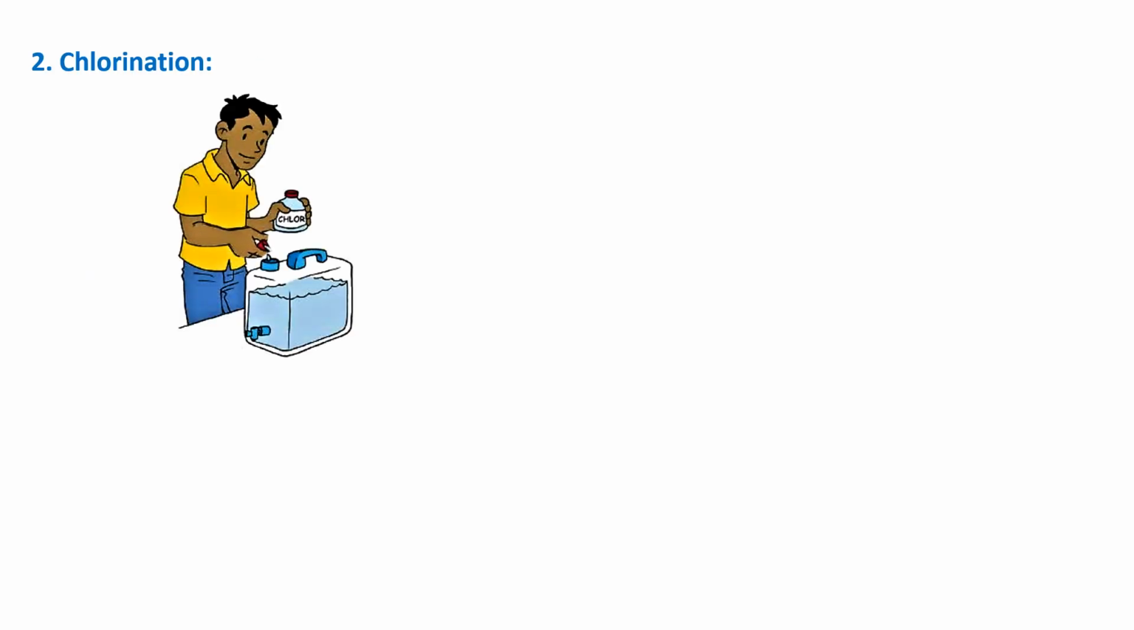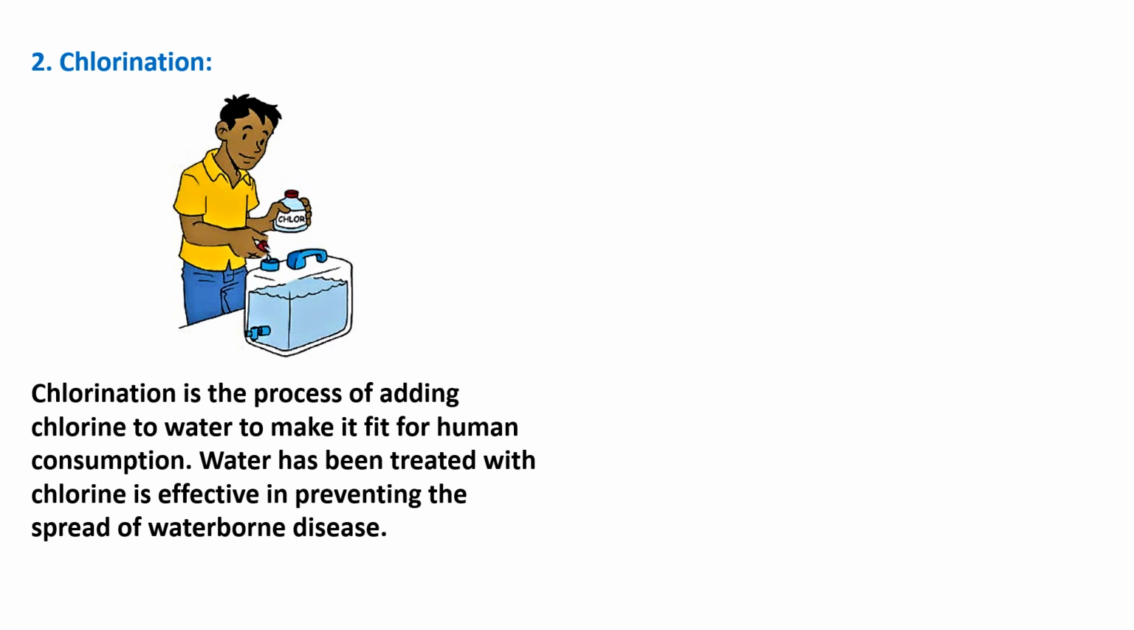The next method is chlorination. As we know, chlorination is a process of adding chlorine to water to make the water fit for human consumption. And water that has been treated with chlorine is very effective. Why? For preventing the spread of waterborne diseases.